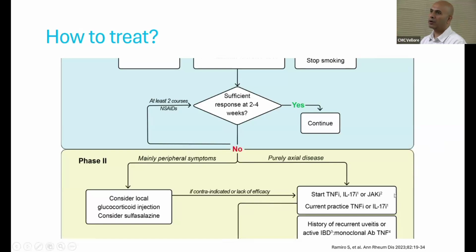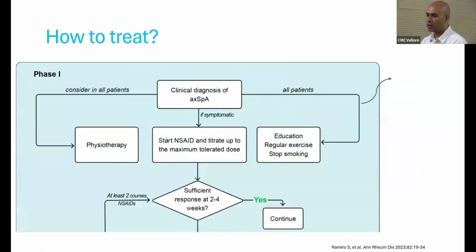We do have a good number of them, starting from 5,000 for adalimumab, going all the way to 8,000. Two shots a month will be between 10,000 and 16,000. You have an IL-17 inhibitor, which costs around 11,000 a month.